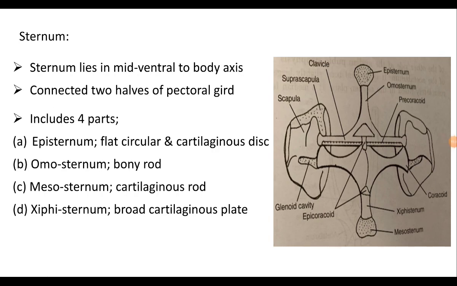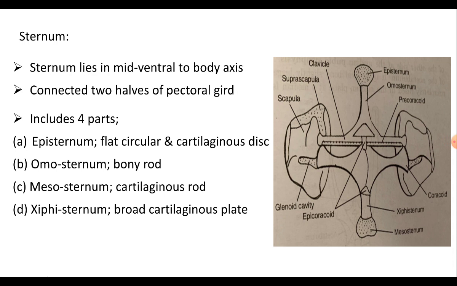Coming to the last part of the axial skeleton, that is the sternum. The sternum is a long flat bone present in the mid-ventral line of the body, and it is connected between the two halves of the pectoral girdle, where the clavicles and the coracoid in particular are attached to it. The sternum consists of four main parts. They are the Episternum, Omosternum, Mesosternum, and Xiphisternum.